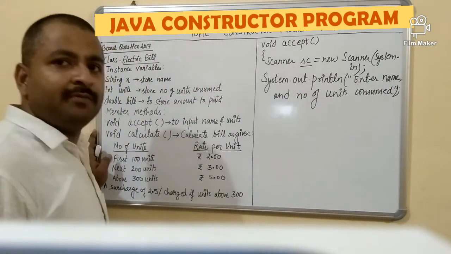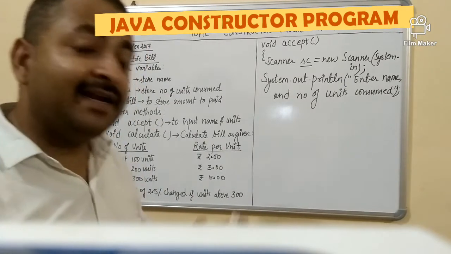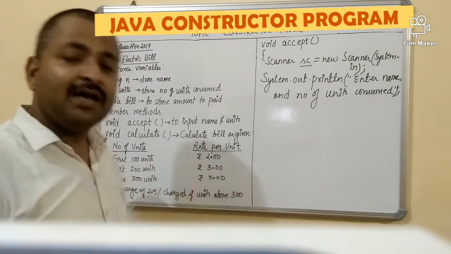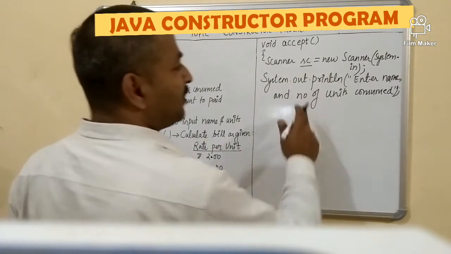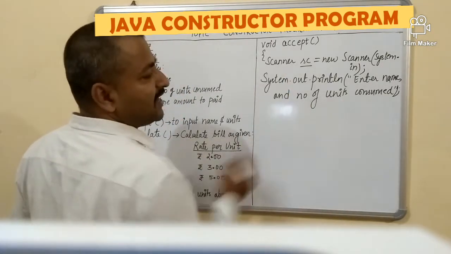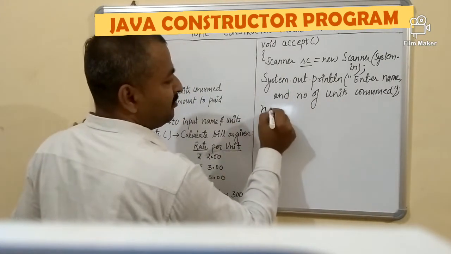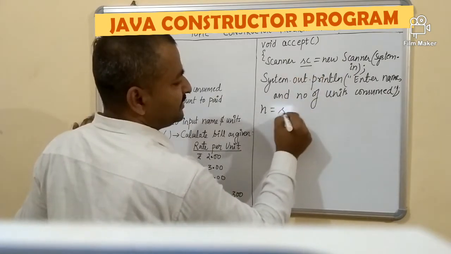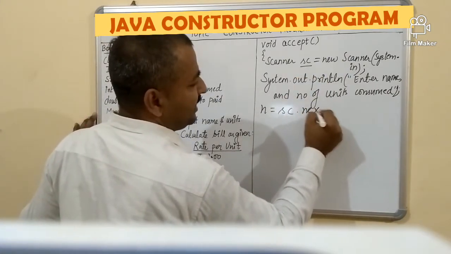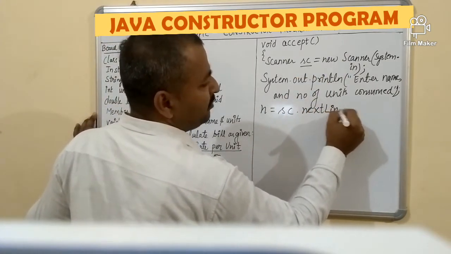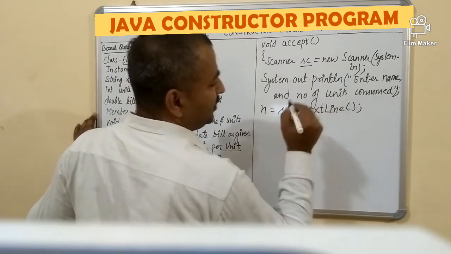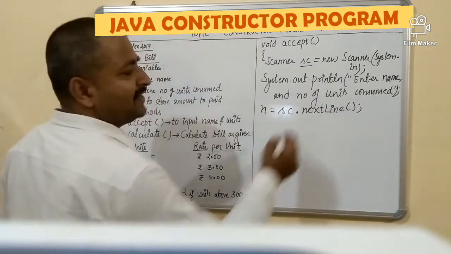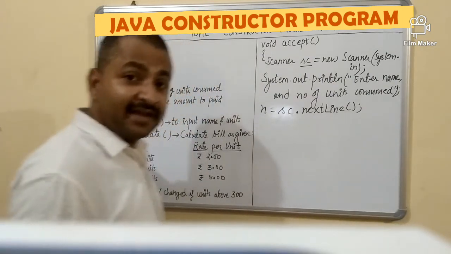So this message will be printed on the screen and you have to input the name and number of units consumed. So take the same instance variable, that is n for name. You will use the object sc.nextLine. L should be capital over here. So you can see, students, nextLine is the function to take the string input.